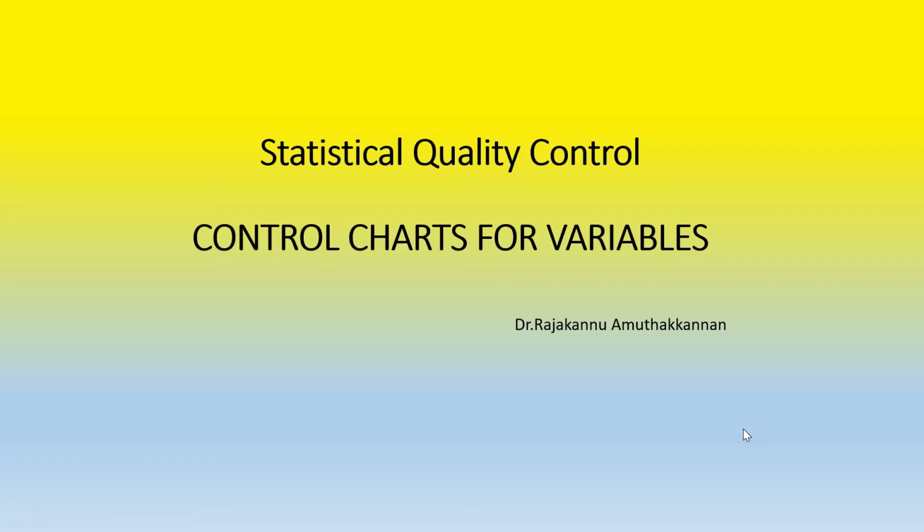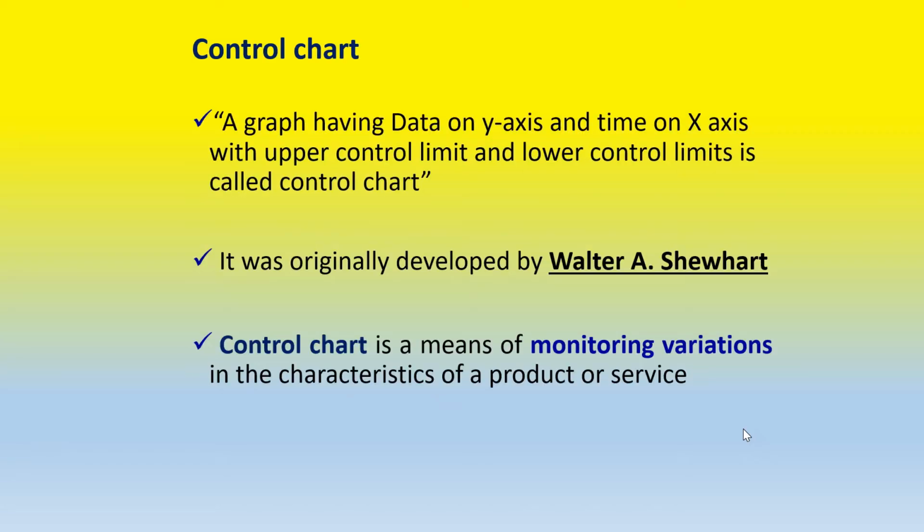Today we are going to see about control charts for variables, which will come under the topic of statistical quality control techniques. What is meant by control chart? A graph having data on y-axis and time on x-axis with upper control limit and lower control limit is called control chart. Sir, what is meant by upper control limit and what is meant by lower control limit? We are going to see in this video.